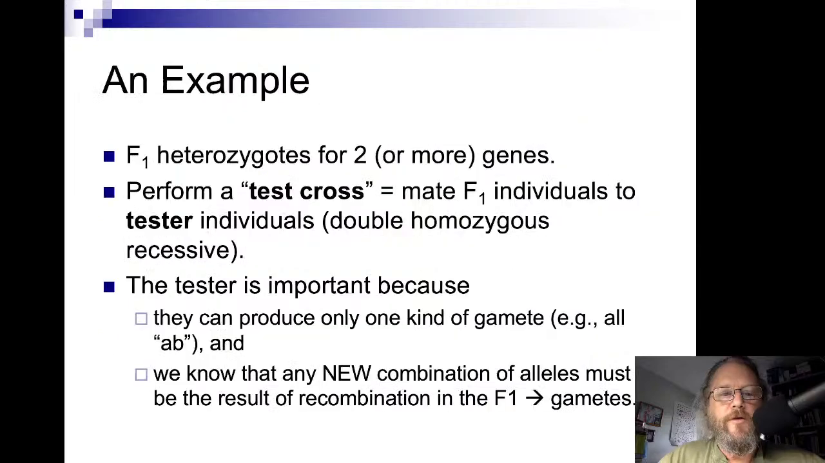All right. F1's two or more genes perform a test cross. Do you remember what a test cross is? The female is heterozygous, and the male is double homozygous recessive. The tester is important because they can only produce one kind of gamete, e.g. there would all be little a, little b, right? So we know then that any recombination must have happened in the female line.